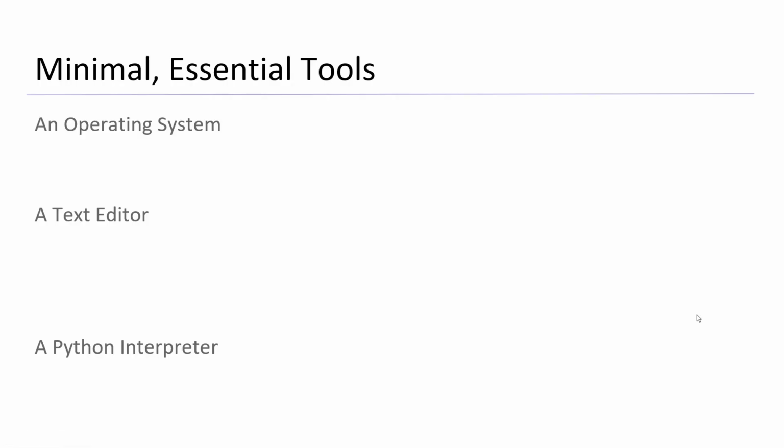In order to develop Python programs, you need at least three things: an operating system, a text editor, and a Python interpreter. I recommend that you use one of the desktop operating systems such as Windows, Mac OS, or Linux. Although theoretically you can use a mobile operating system to develop Python applications, your productivity will not be as good as when using a desktop operating system.